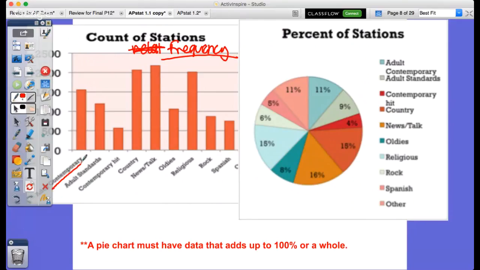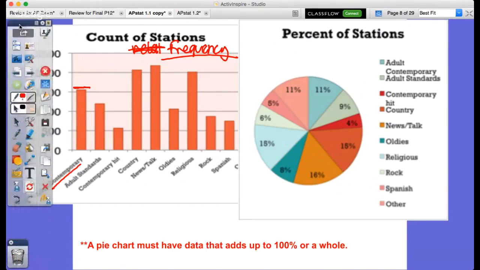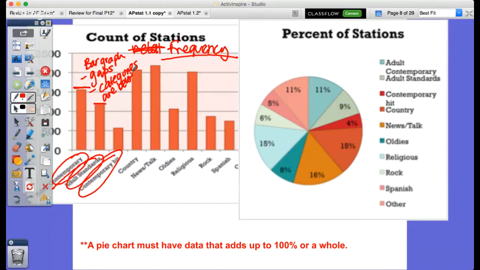So you'll notice adult contemporary would be just above the 1500 mark, right? Okay, and you'll see that each of these categories is here. A couple things to note about a bar graph, because there's going to be a difference ahead. Bar graphs have gaps, and the categories are on the x-axis, or what's below. So categories are below. That's a couple things just to note. And also the fact that it's related to frequency.